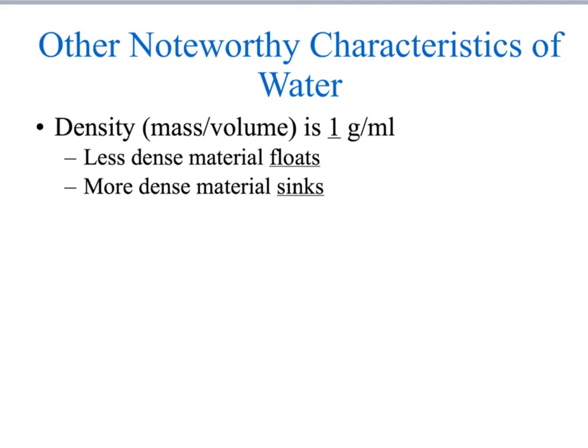Alright, our last phenomenon I kind of referred to on the previous bullet point, and that is that water has a very uniform density, and that is that pure water has a density of 1 gram per milliliter. Exactly 1 gram per milliliter. Anything less dense than that will float, like ice, or even oil. Anything more dense, like metal or rock, will sink.